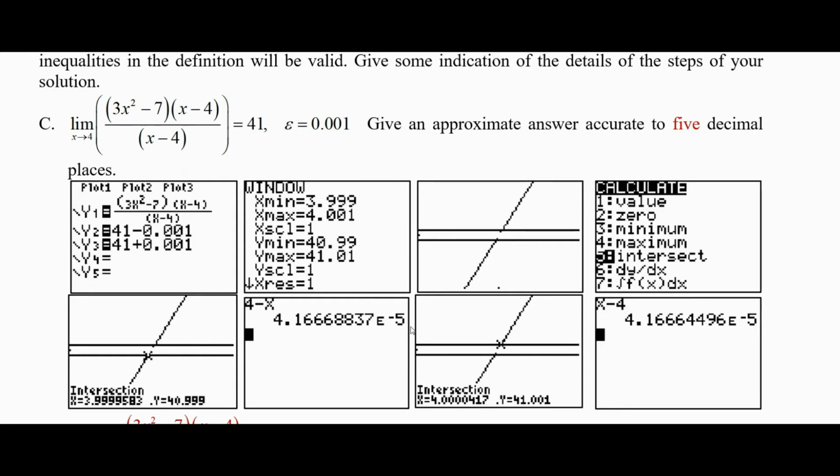Now what we want is the smaller of these two deltas. Since this is a quadratic, these are actually a little bit different, not too far off. But we take the smaller of these two, and it looks like that's the one on the right. This is going to be the delta we use. And it says approximate that to 5 decimal places. That's a 5 in that place.